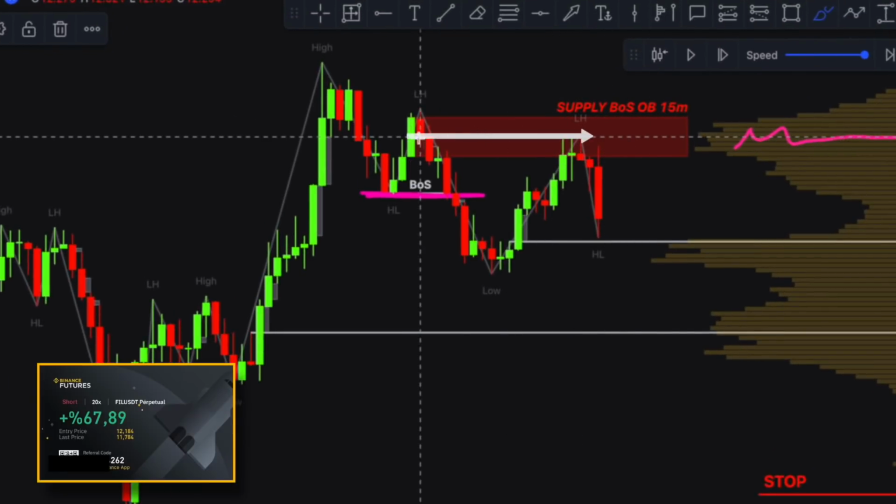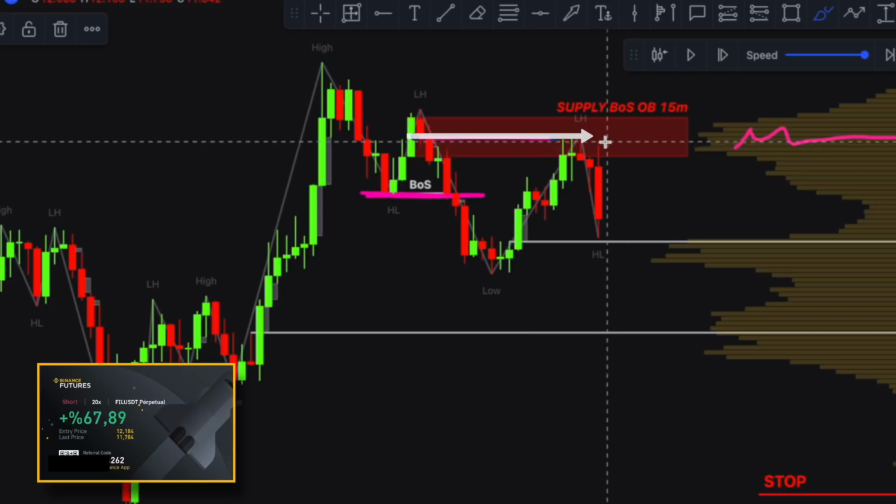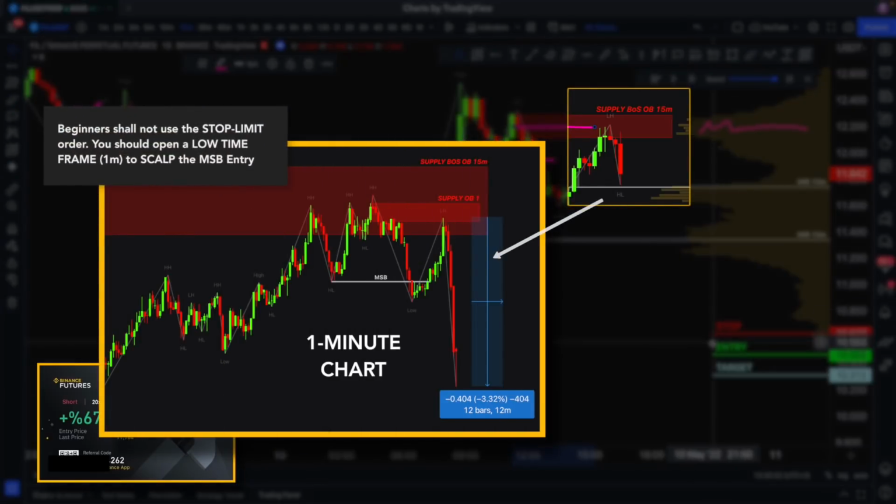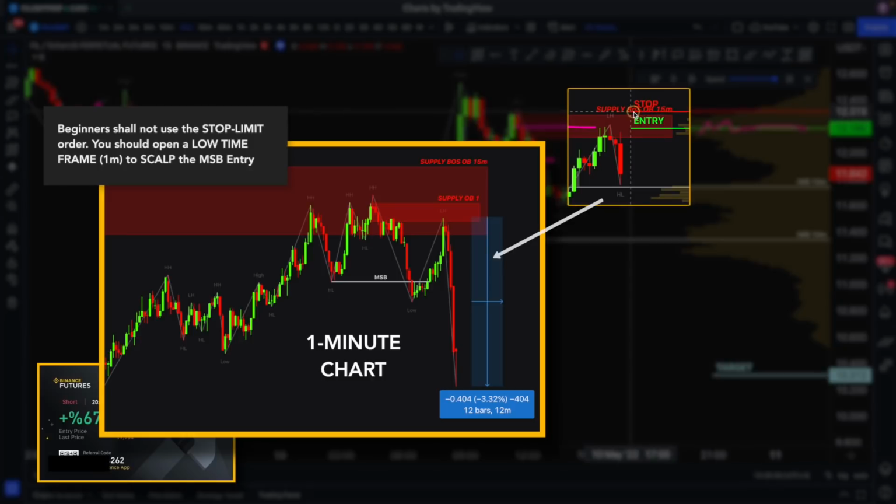I used the sniper entry style here. I set a stop limit order for this, and my order was filled. But I do not suggest it. Always go into low time frames and try to confirm the micro MSB.